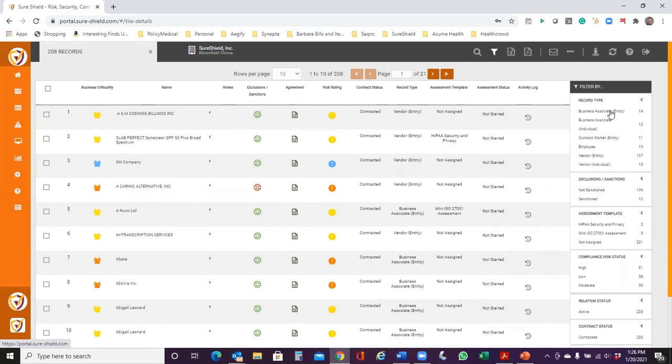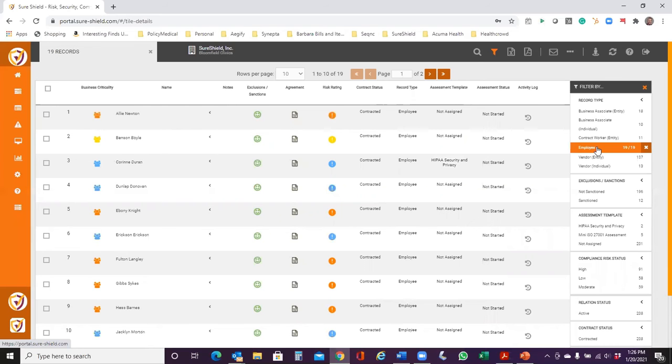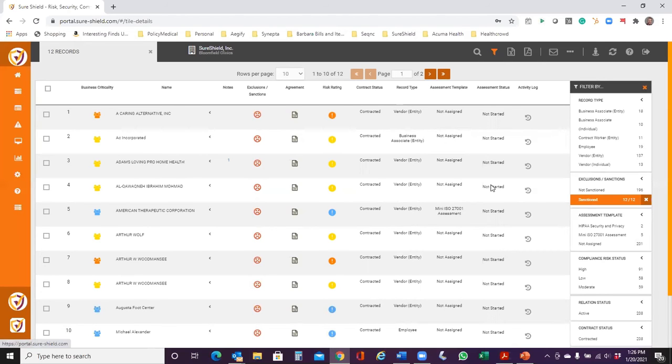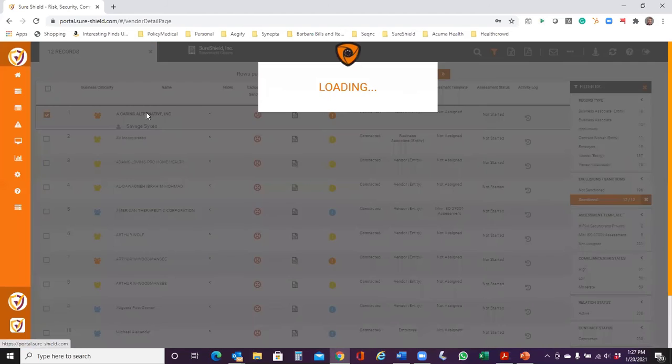So if I only wanted to look at those that were employees, I would just click and it would filter down to those employees themselves. More importantly, if I wanted to see those that popped up on that sanctioned list, I could filter this and it's showing me these entities that fell onto this list. At any given point, I can go in and take a look at those entities.